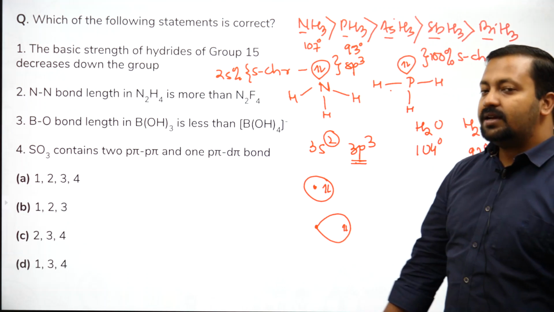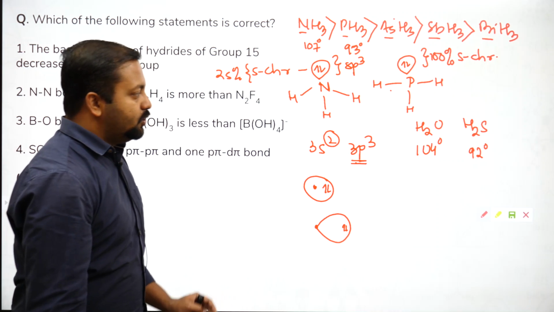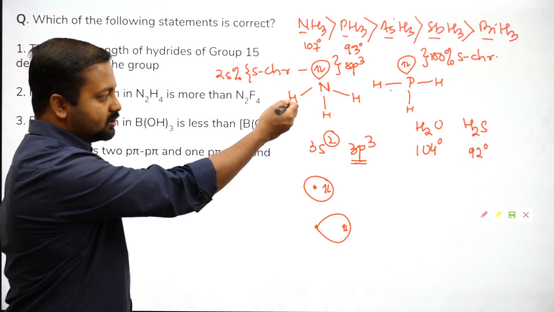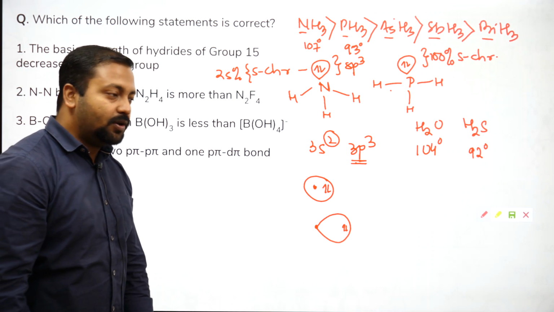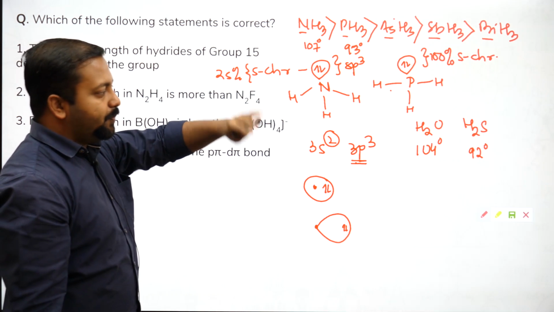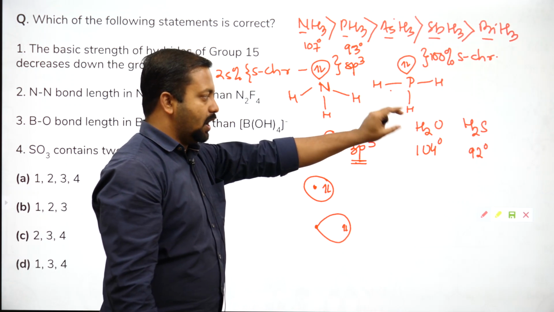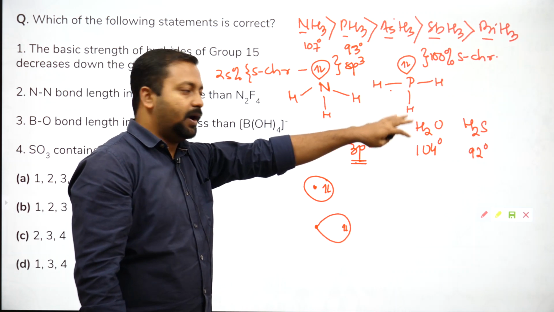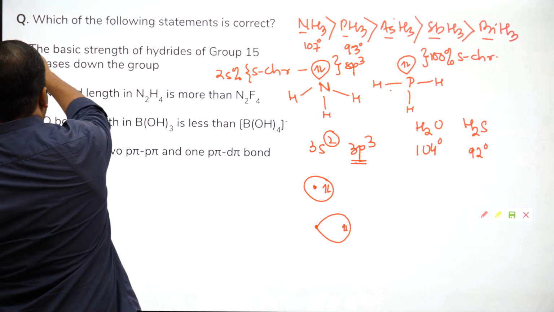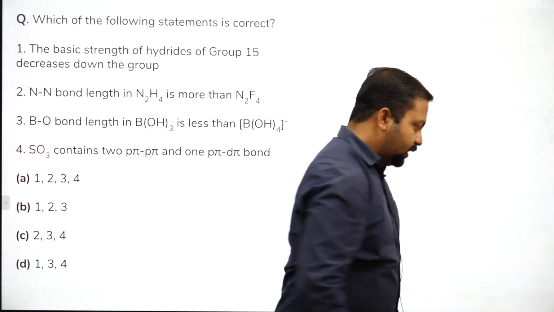So if ever it is being asked that between these two which is a better Lewis base, then your answer should always be H2O, not H2S, even though oxygen looks to be more electronegative. The reason is the same. Lone pair is present in a pure s orbital in H2S, while it is present in an almost 25% s character orbital in case of H2O. Okay, so the first statement is correct. Clear? Let's move on to the next statement.